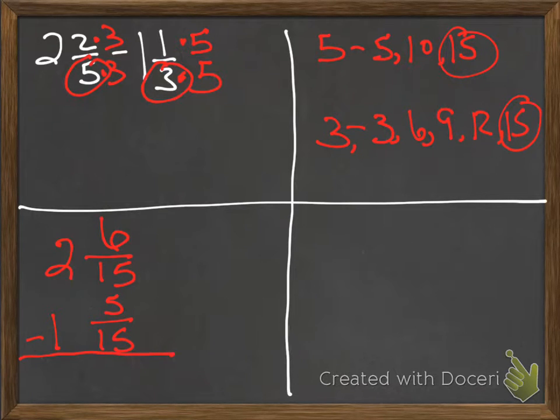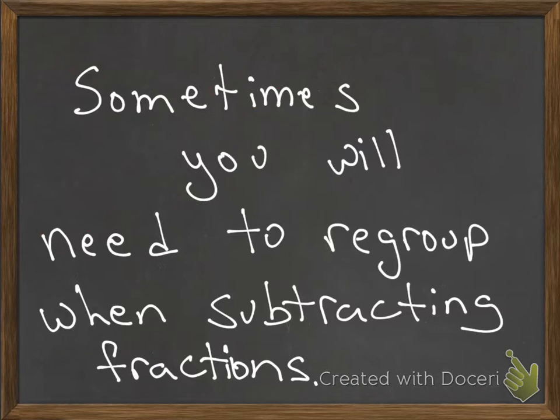And then I subtract as usual. Only the numerators. 6 minus 5. 6 minus 5 is 1. Our denominator stays the same. 2 minus 1 is 1. So our answer is 1 1/15. And of course that cannot be reduced.